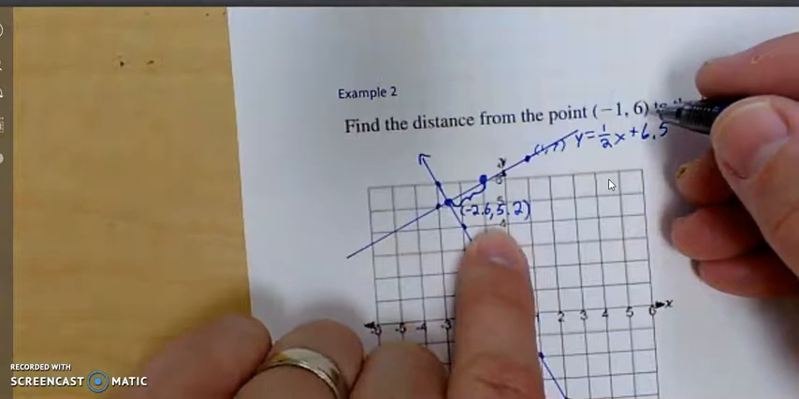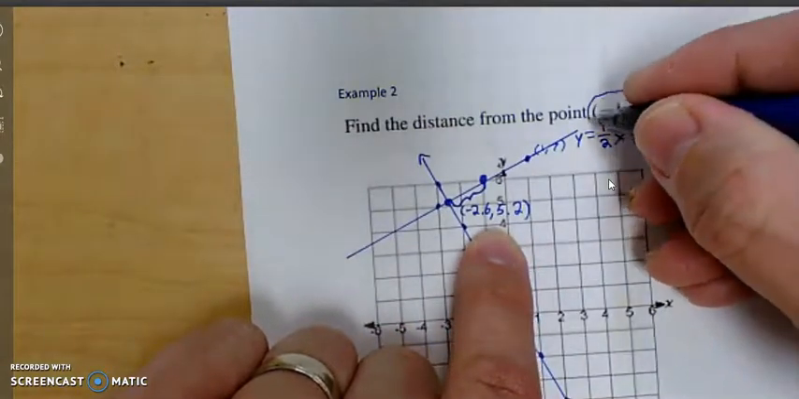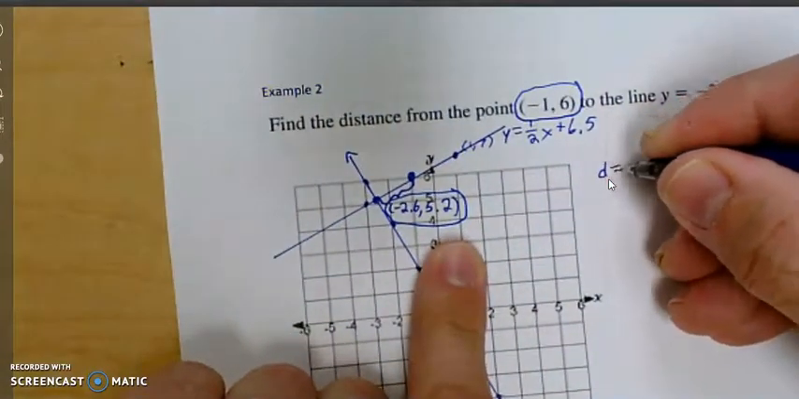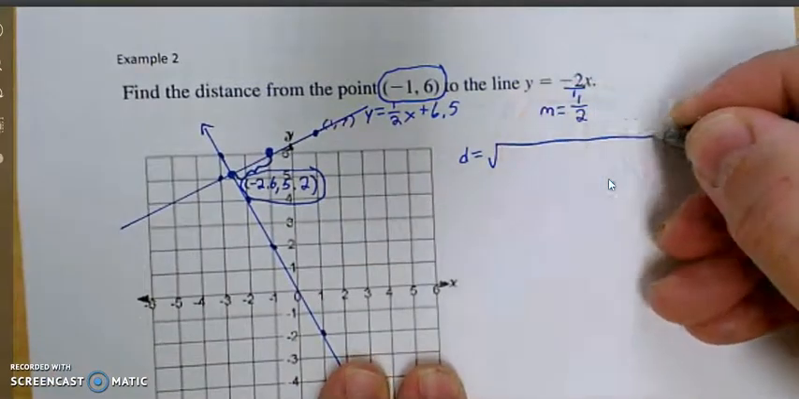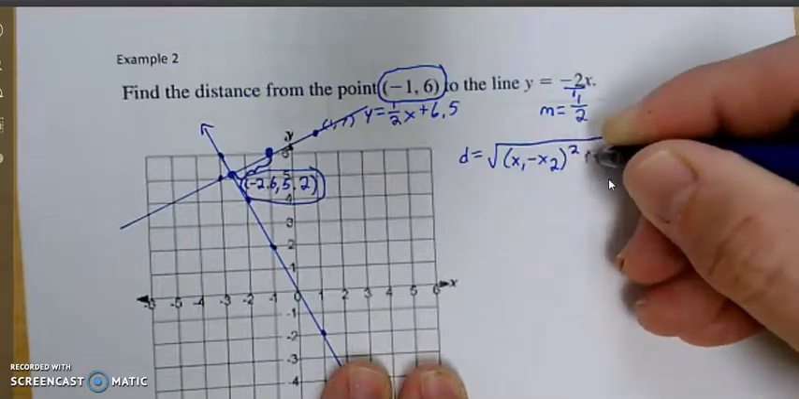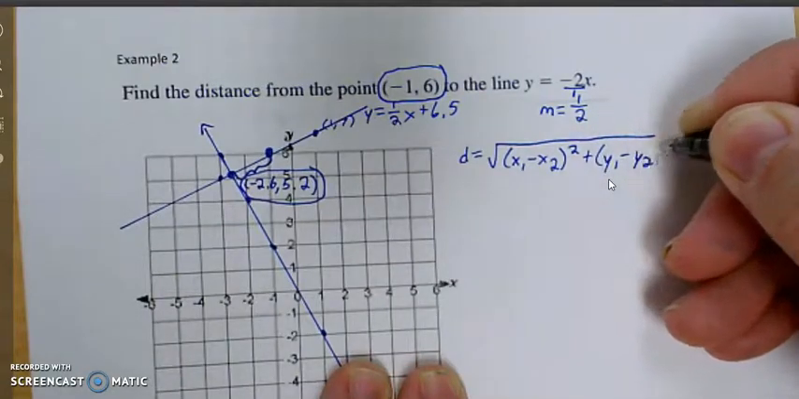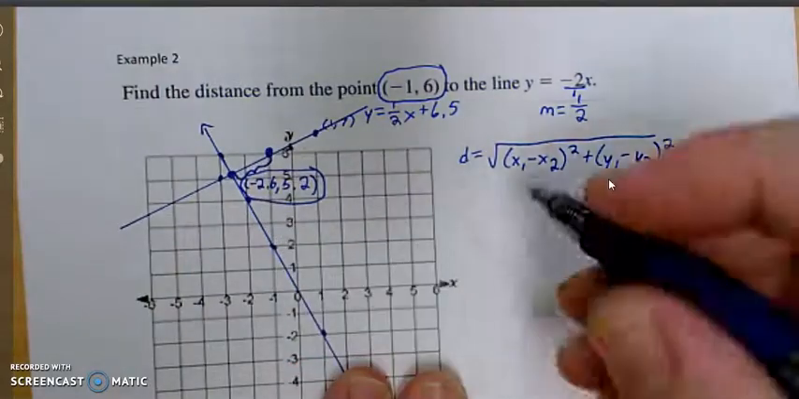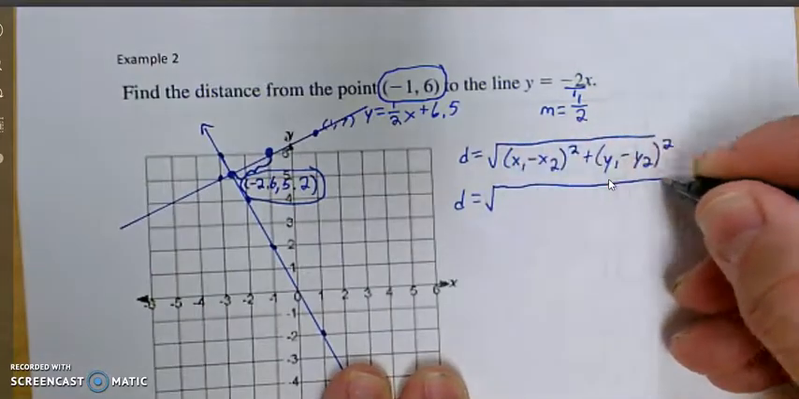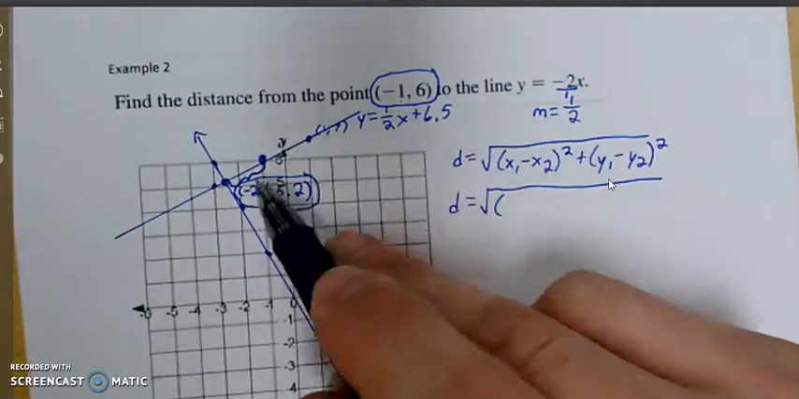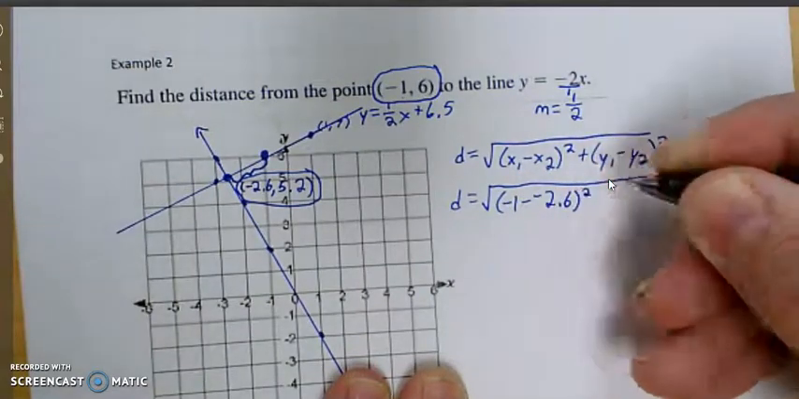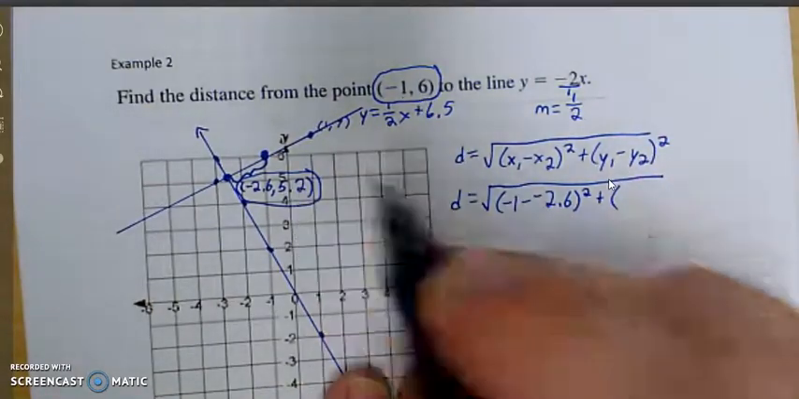So these are my 2 points I'm needing to find the distance between, x1 and y1, x2 and y2. So really quick, distance equals the square root of x1 minus x2 squared plus y1 minus y2 squared. All I got to do is plug these values right in. So distance equal, does not matter which one's x1, y1, and x2, y2. Just plug them on in. So I'm going to do negative 1 minus negative 2.6 squared plus, I'm going to do 6 minus 5.2 squared.